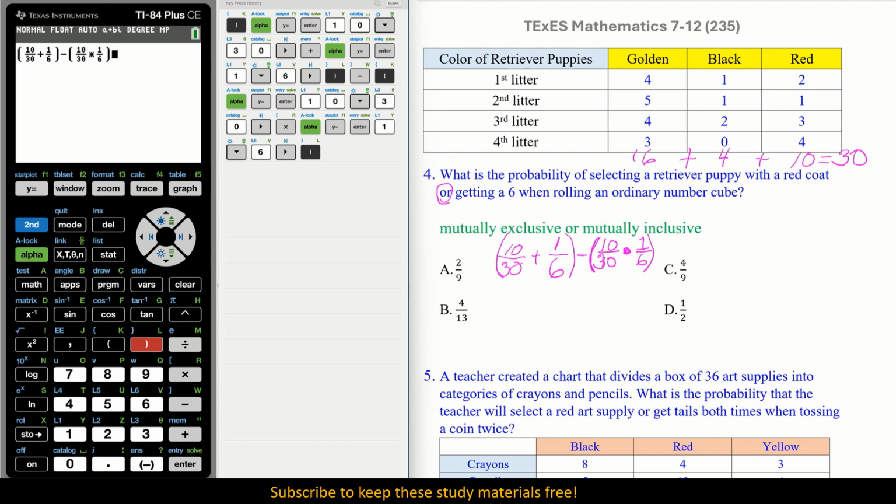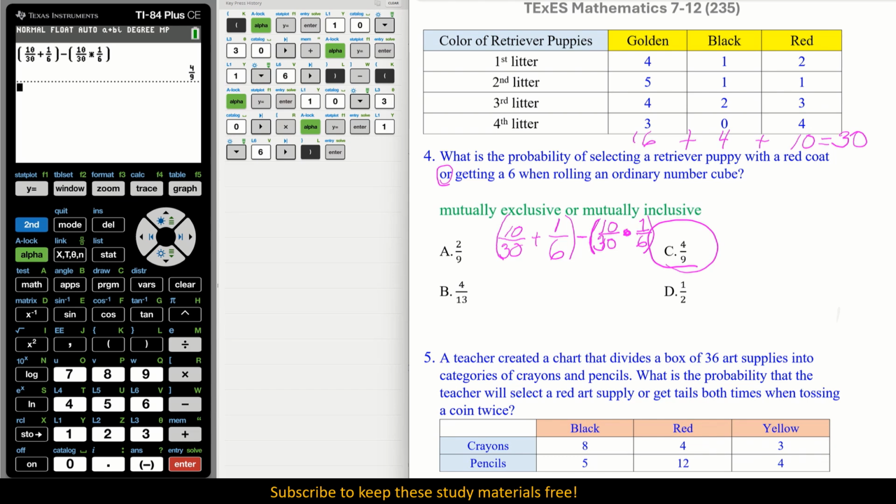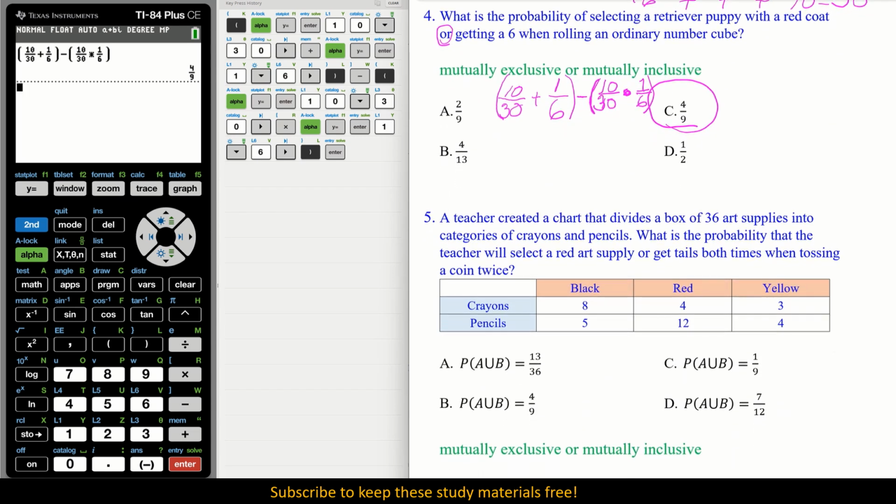Well, we look okay. All right, let's push enter. And that is 4 over 9, which is correct. Okay, that would be C. All right. Okay, now let's look at number 5 and see what we have here.